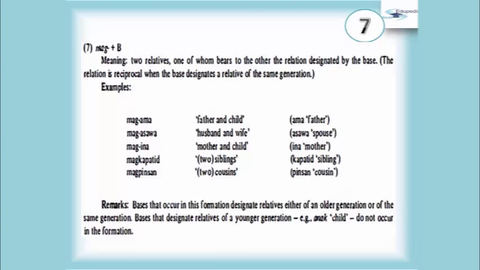The next formation we have mag plus base, which is two relatives, one of whom bears to the other the relation designated by the base. Mag-asawa, husband and wife, asawa, spouse. Mag-ama, father and child, ama, father. Mag-ina, mother and child, ina, mother. Magkapatid, two siblings, kapatid, sibling. Magpinsan, two cousins, pinsan, cousin.